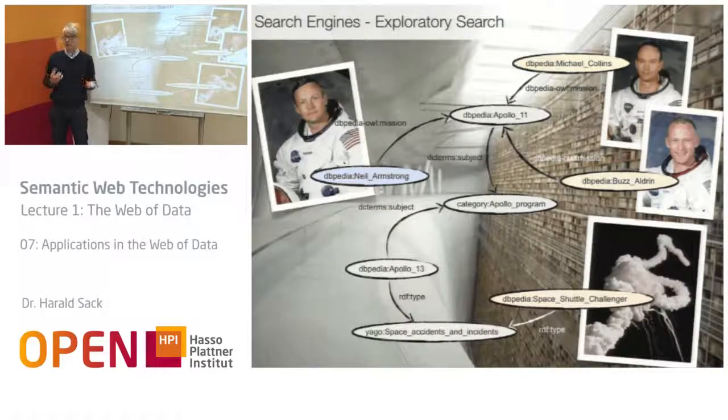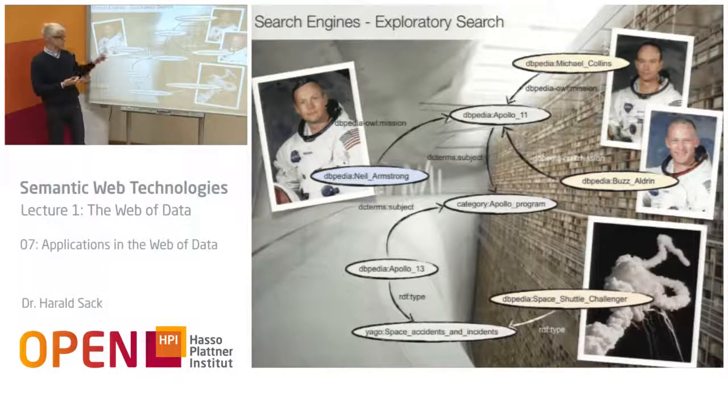Another thing that you are not accustomed to when searching in the web today is the so-called exploratory search. So, for example, maybe you start your search with Neil Armstrong, who was the first man on the moon. When the search engine has a knowledge base in the background, it can make use of the fact that Neil Armstrong was on a mission called Apollo 11. And there are other members of that mission. For example, you will find his fellow astronauts, Michael Collins and Buzz Aldrin.